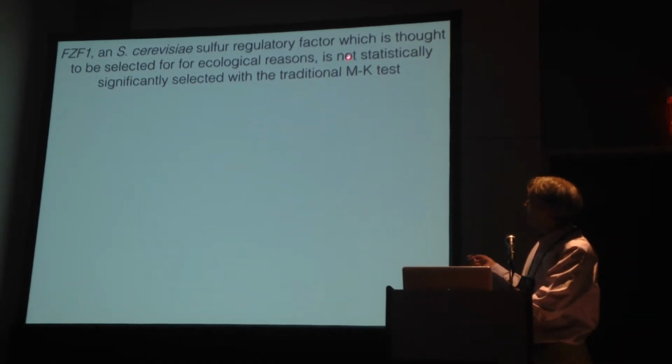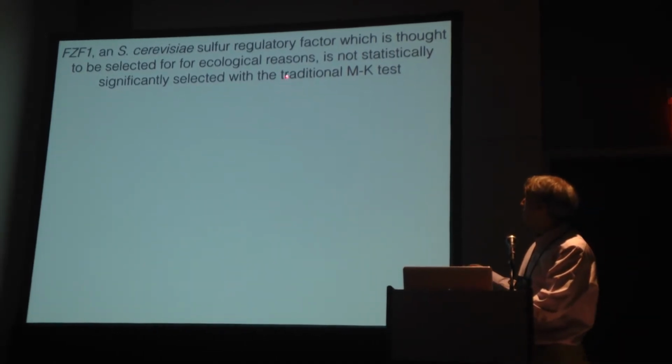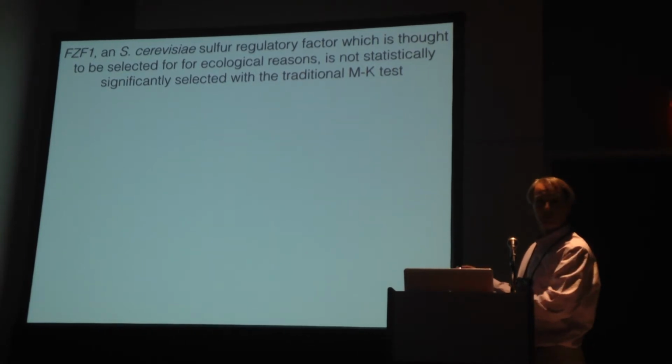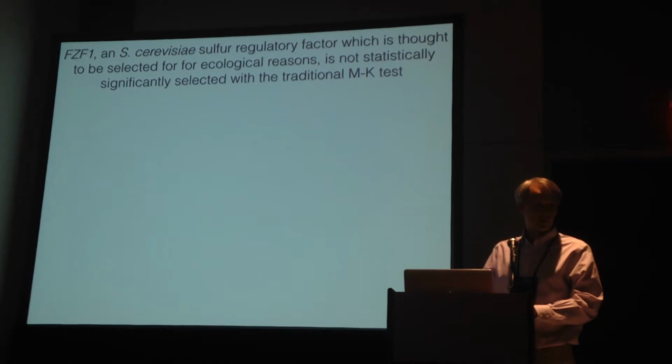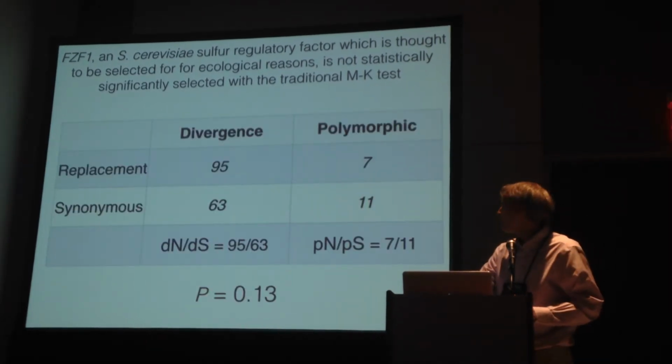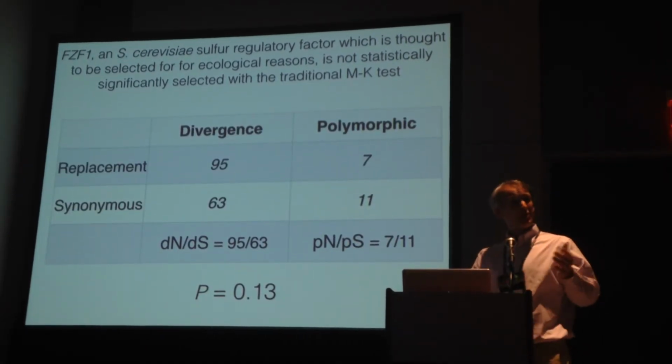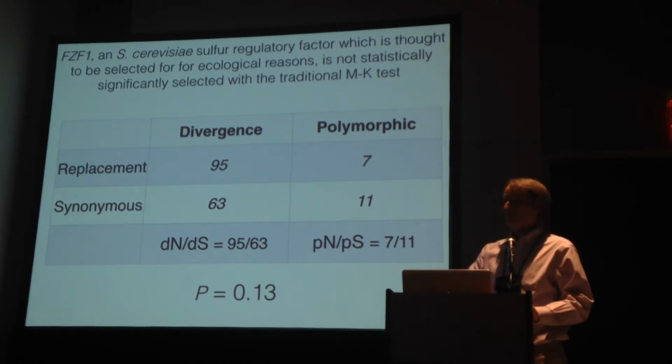It is a sulfur regulatory factor, which for many reasons, and if you look in the literature, you'll see this published, people think it should be under selection in cerevisiae. The McDonald-Kreitman test does not show it under selection. So I thought this would be a very interesting one to look at. P equals 0.13, maybe indicative, but it's not 0.05, so what can you do with it?